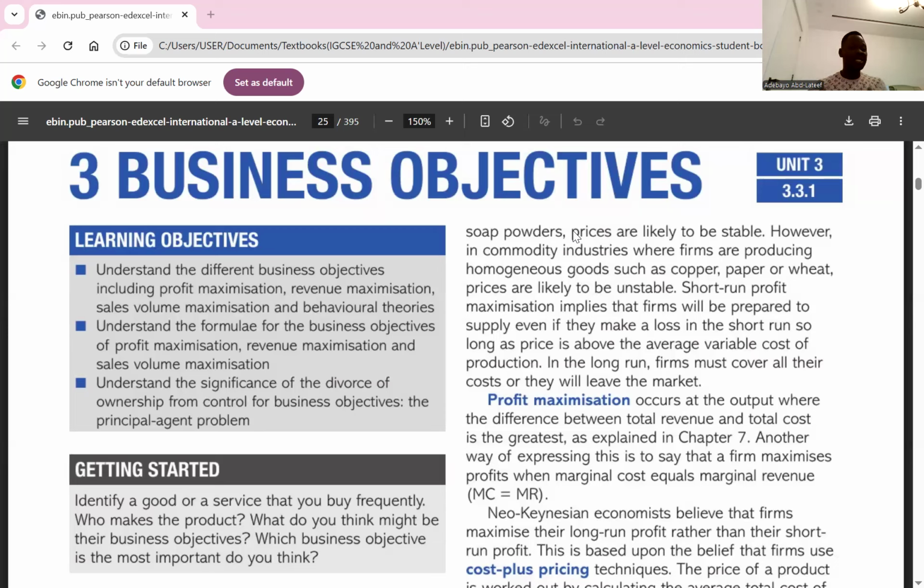To maximize profit, it means you have to sell at the highest possible price in the market, and you have to produce at the lowest possible output in the market. Do you get the point here? So that's why your objective will be based on your plans.